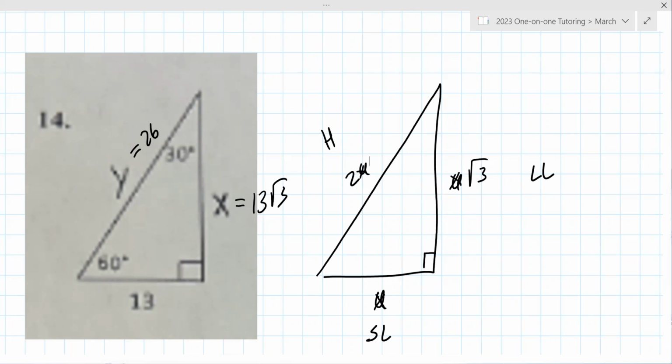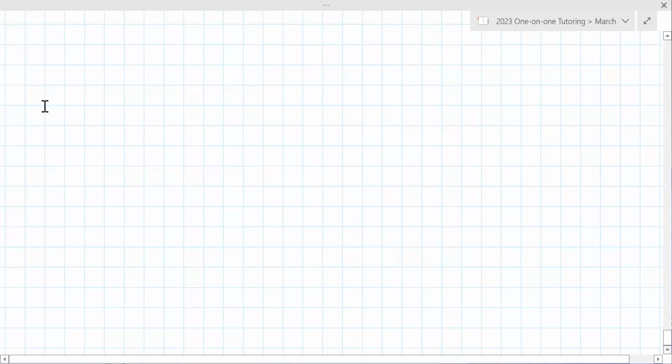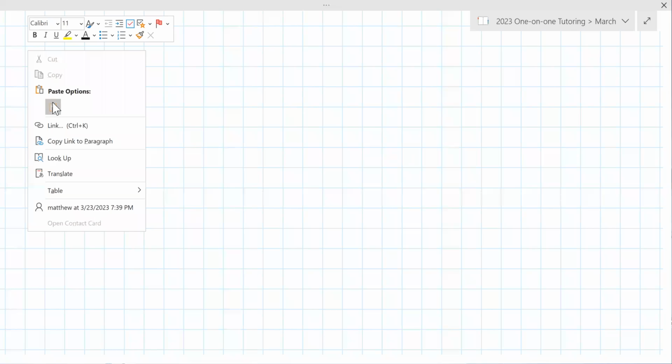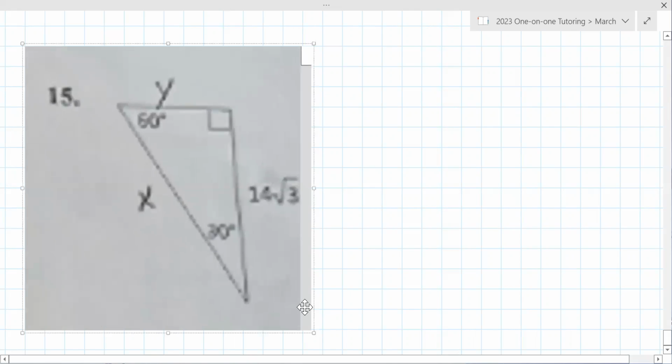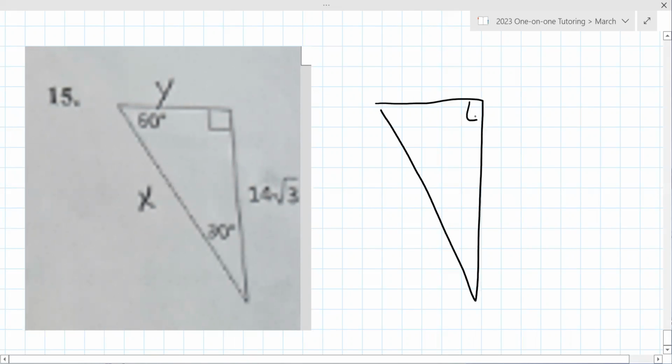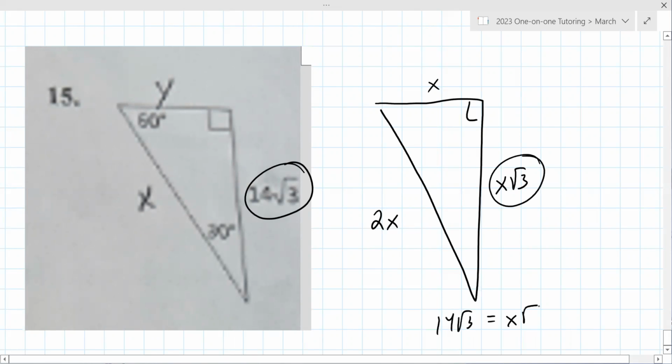So, okay, 15. All right, get this snipped in. Are they giving you the short leg, long leg, or the hypotenuse? Long leg. Yes, they're giving you the x root 3 side. So you always set the known side equal to the reference side. 14 square root of 3 equals x root 3.